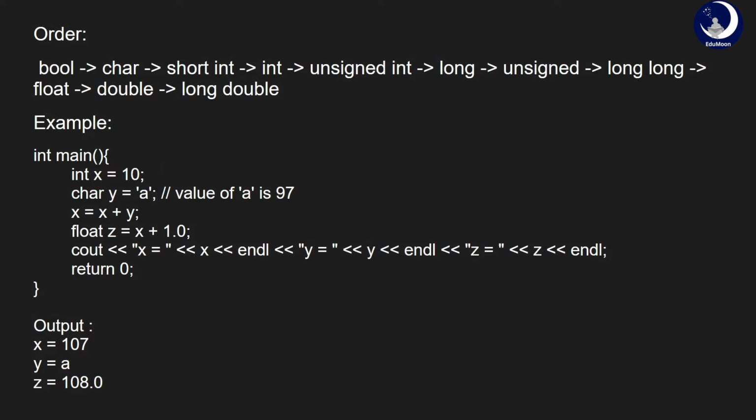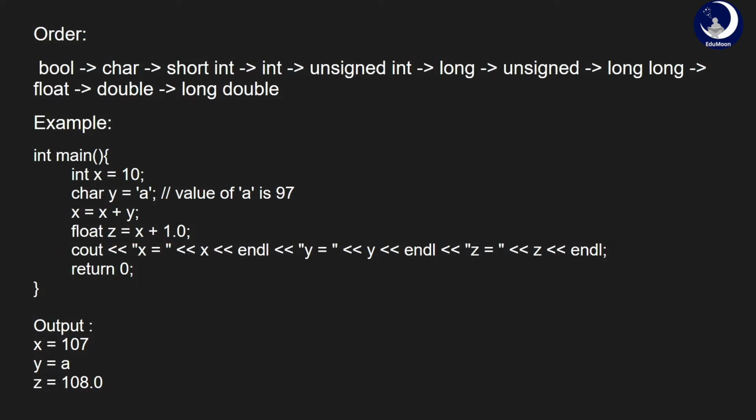Here 10 is assigned to a variable x which is of integer data type, and a lowercase alphabet a is assigned to a variable y which is of character data type. And in the ASCII table, the value of a is 97. Now when x is equal to x plus y, here 97 is added to the value of 10 and it is stored in x. Similarly, float z is equal to x plus 1.0. So here 1 is added to x.